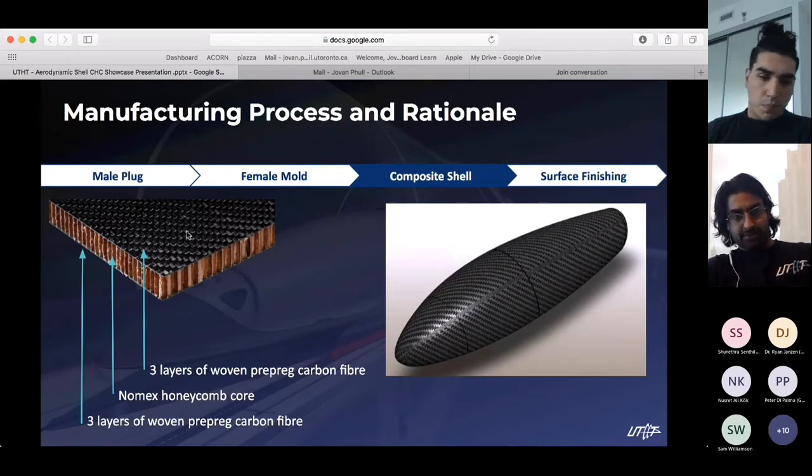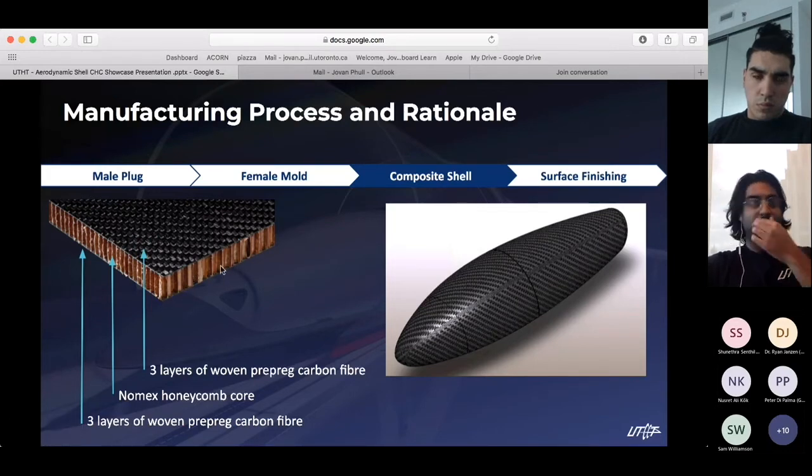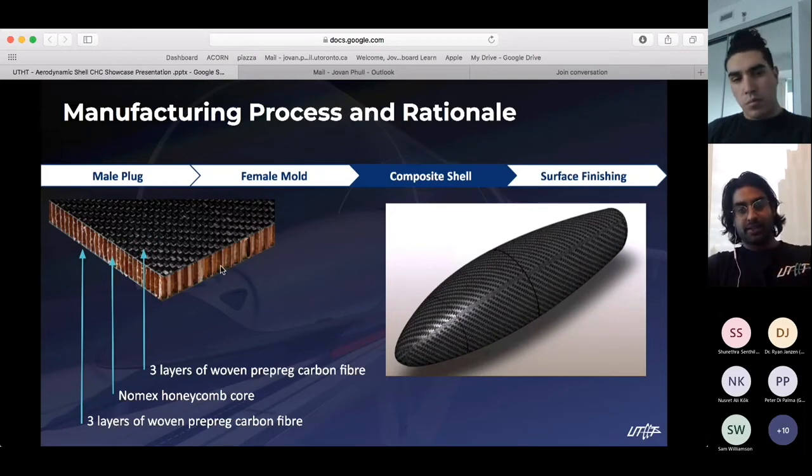So we have at the top 3 layers of pre-preg carbon fiber. In the middle, we have our Nomex honeycomb core, which is very low density, and 3 more layers of pre-preg carbon fiber at the bottom. So essentially what we're going to do is take our female mold and lay up the 3 pieces of carbon fiber in the orientation that we selected, put honeycomb on that, and then 3 more layers. And then from that, we're going to put our pod in the autoclave, let it cure, and then we have our final part. Our final part is actually cut into 2 sections.